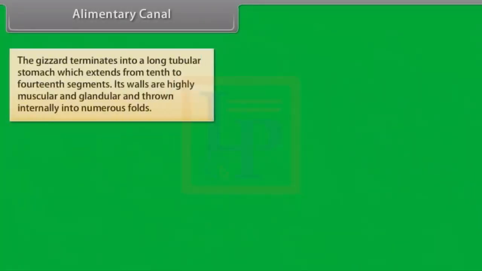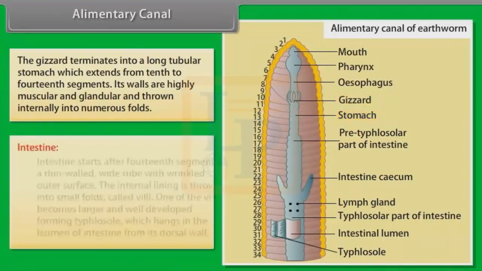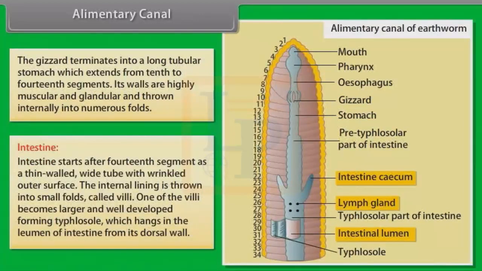Alimentary canal. The gizzard terminates into a long tubular stomach which extends from 10th to 14th segments. Its walls are highly muscular and glandular and thrown internally into numerous folds. Intestine. Intestine starts after 14th segment as a thin-walled white tube with wrinkled outer surface. The internal lining is thrown into small folds called villi. One of the villi becomes larger and well developed, forming typhlosole, which hangs in the lumen of intestine from its dorsal wall.